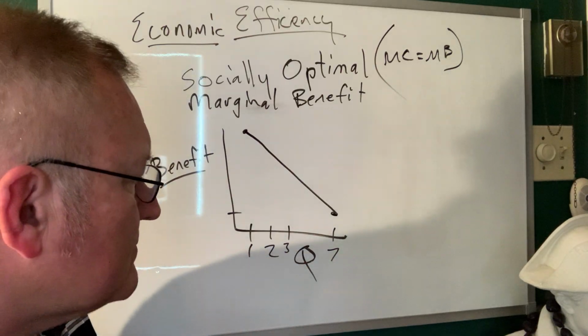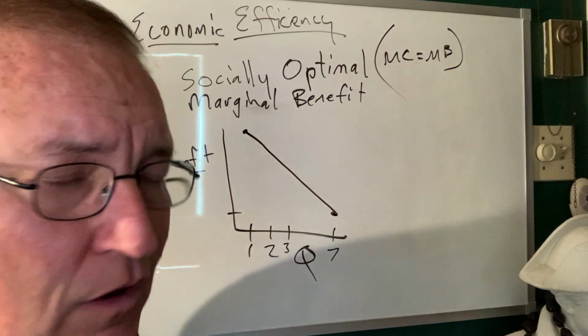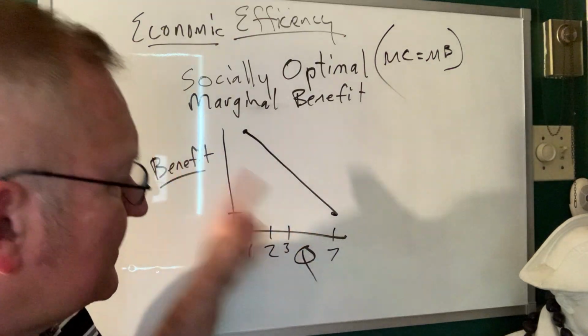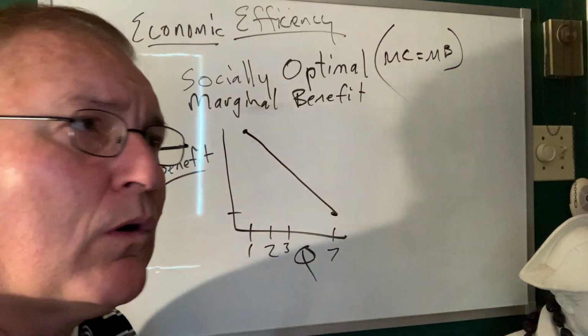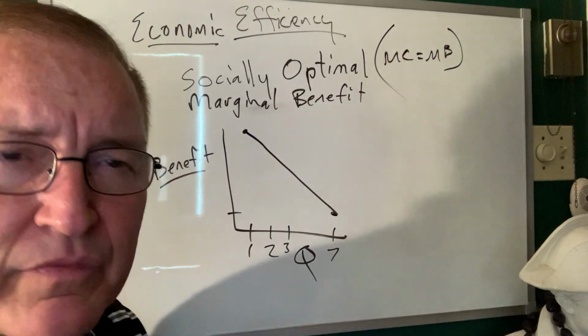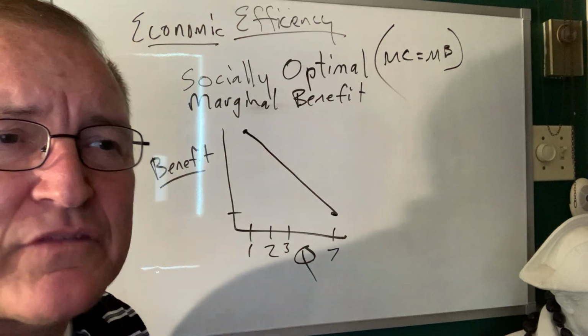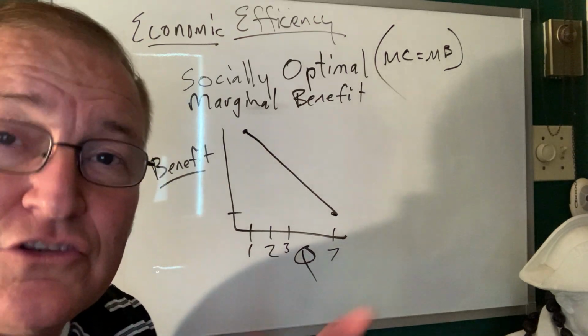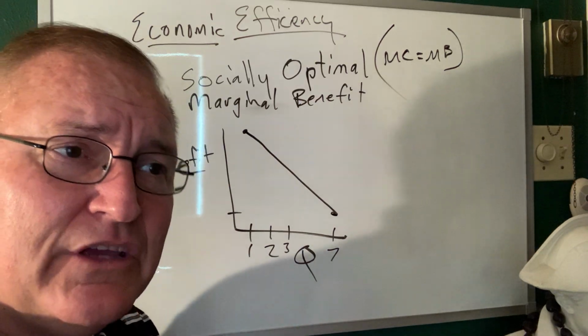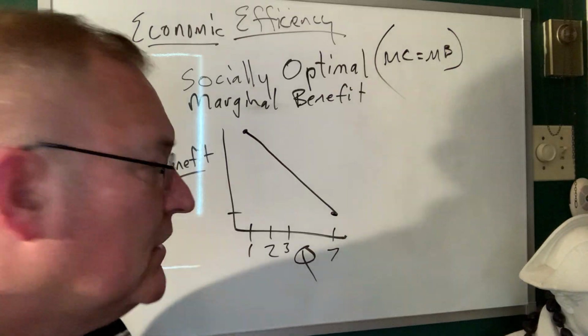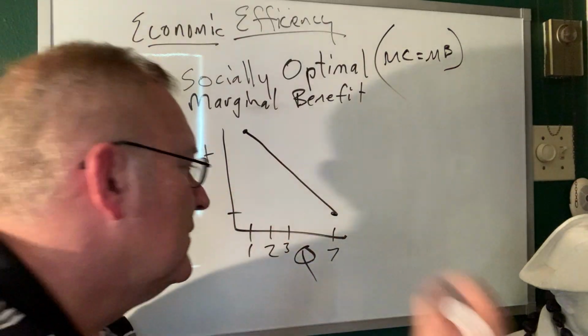And diminishing marginal utility states that the more you have of something, the less you value each additional increment, basically. It's not that you don't value it, right? You just value each additional increment less, given the more you have. And that's what marginal benefit looks like.